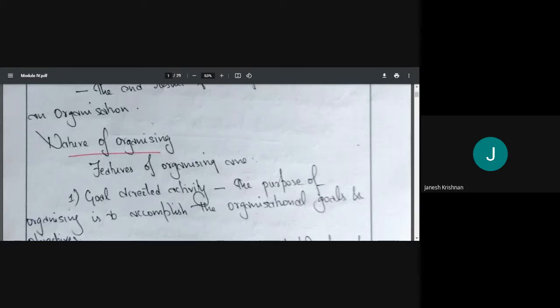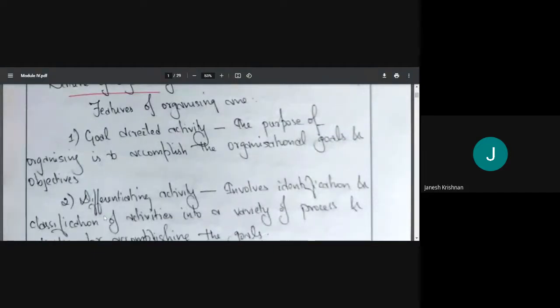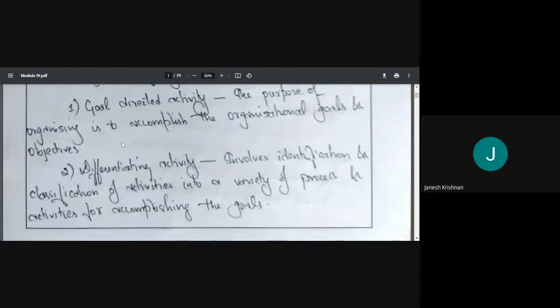What are the features of organizing? Features of organizing are it is goal-directed activity. The purpose of organizing is to accomplish the organization goals and objectives. Like we said, why do we do it? We do it because we need to conduct the arts fest. So extremely it's a goal-directed activity. Right? Then it's a differentiating activity.